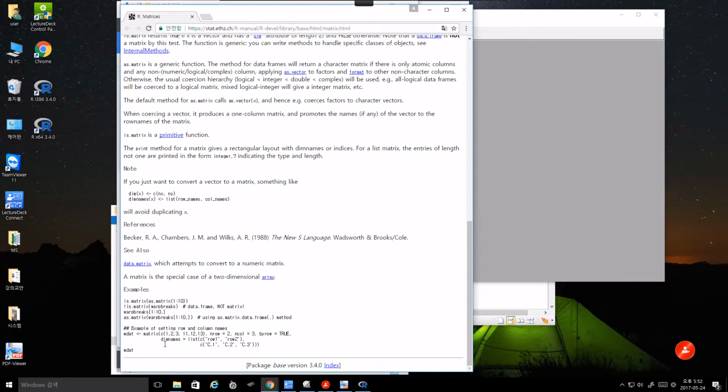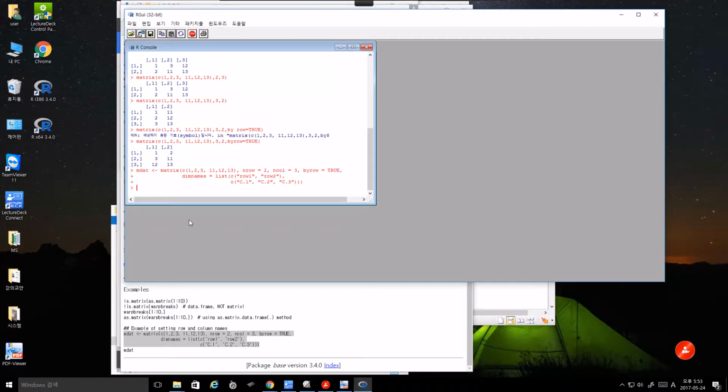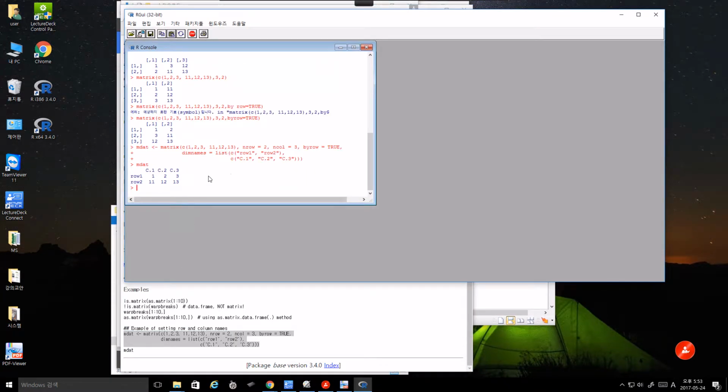And then there is a way to give a name to the dimensions. So here, row 1, row 2 are the names of the rows, and C1, C2, C3 are the names of the columns. So let me copy and paste this one, and then type M, and look at this. We have names for rows and then names for columns, right? So dimnames equals a list of 2 lists. First list is row names, second is column names. So this is one useful way of writing down a matrix in R.